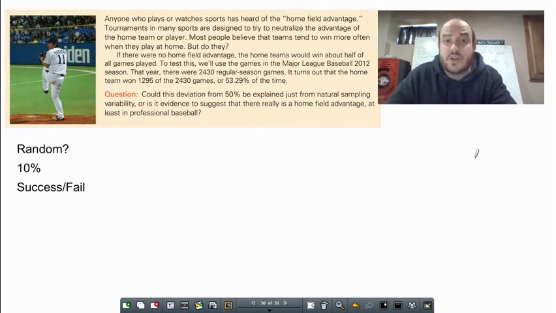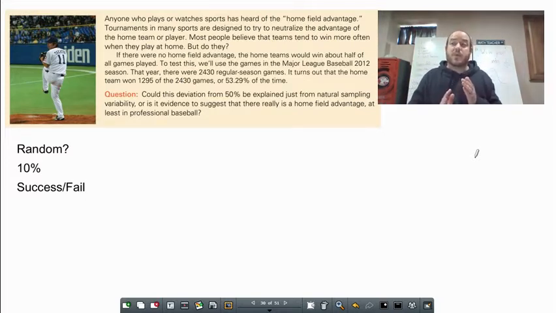To test this, we're going to use the games in the Major League Baseball 2012 season. That year, there were a total of 2,430 games when you look across all the different teams. It turns out that the home team of each of those games won 1,295 of those games out of the 2,430, or 53.29% of the time. Could this deviation from 50% be explained just from natural sampling variability, or is it evidence to suggest that there really is a home field advantage, at least in professional baseball?